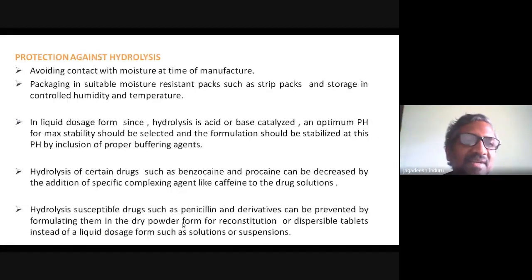So how to enhance its stability? We are going to see the different approaches by application. First, we need to learn what the different approaches available for protection against hydrolysis are. Avoiding contact with moisture at the time of manufacture is ideally required. I have already mentioned this, and we have learnt it in the measurement of humidity in pharmaceutical engineering. And then packaging in a suitable moisture-resistant container and strip packing.